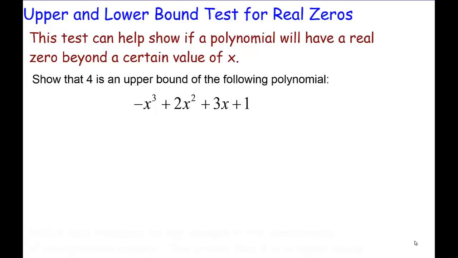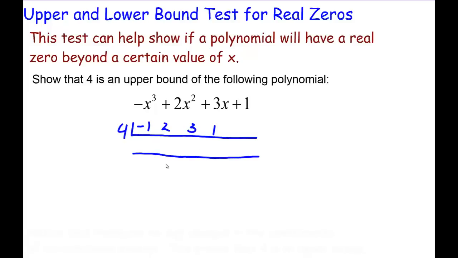So here we're going to show that 4 is an upper bound of the following polynomial, and we're going to do it by doing just synthetic division. Okay, so we're going to put 4 as our divisor, and then we're going to put our coefficients in, -1, 2, 3, and 1. And when we do this synthetic division, what we're really going to pay attention to are the coefficients of the division.